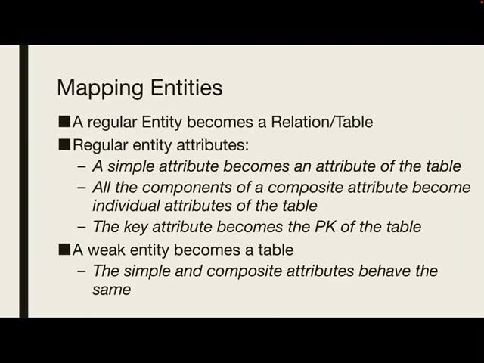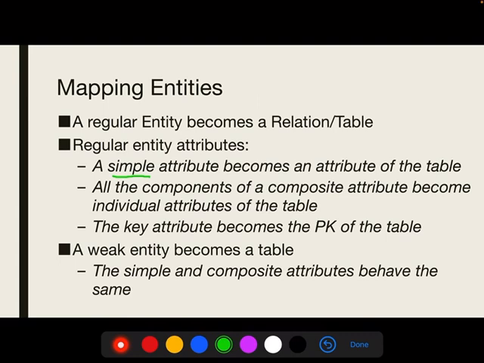Regular entities in the ER model become tables in the relational model, and their attributes become attributes of the table. Simple attributes become attributes. Composite attributes are broken up into their components, and each component becomes an attribute of the new table. And the key attribute of the entity becomes the primary key of the table.